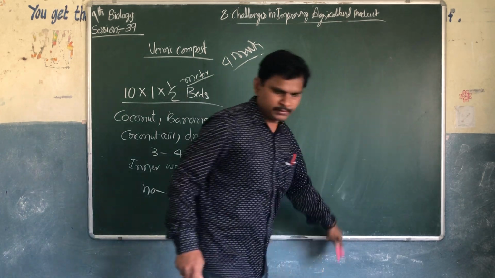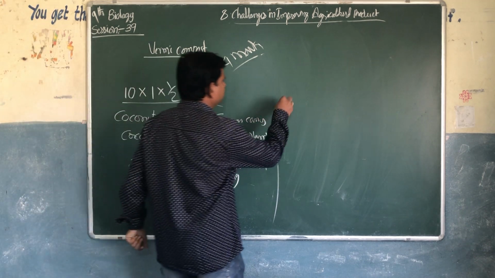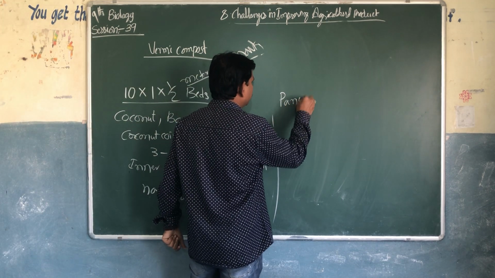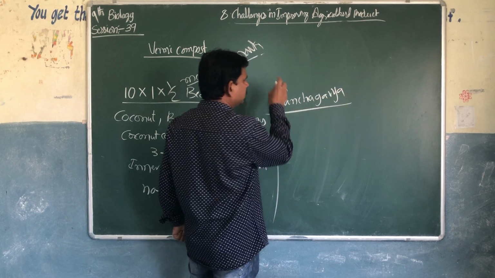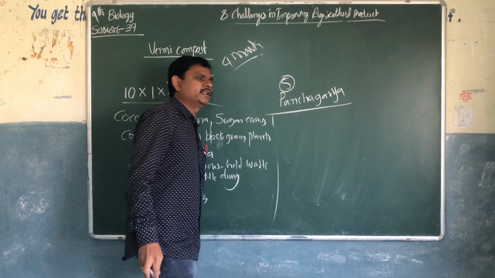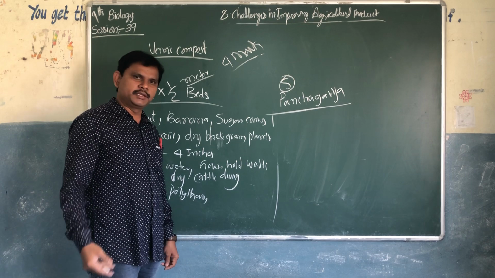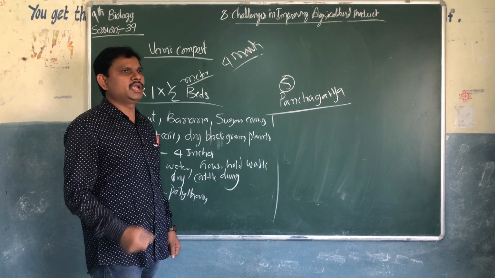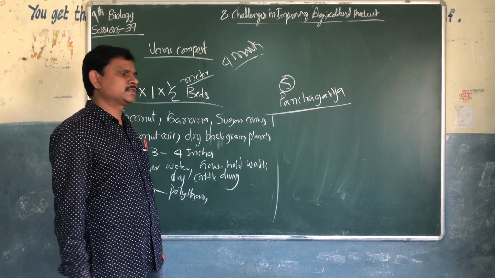Next one is Panchagavya. Panchagavya is also important for a 2 marks question. What is Panchagavya? Panch means 5 ingredients. This Panchagavya preparation is very, very easy. They can use it in the fields, and also as fodder for fish.